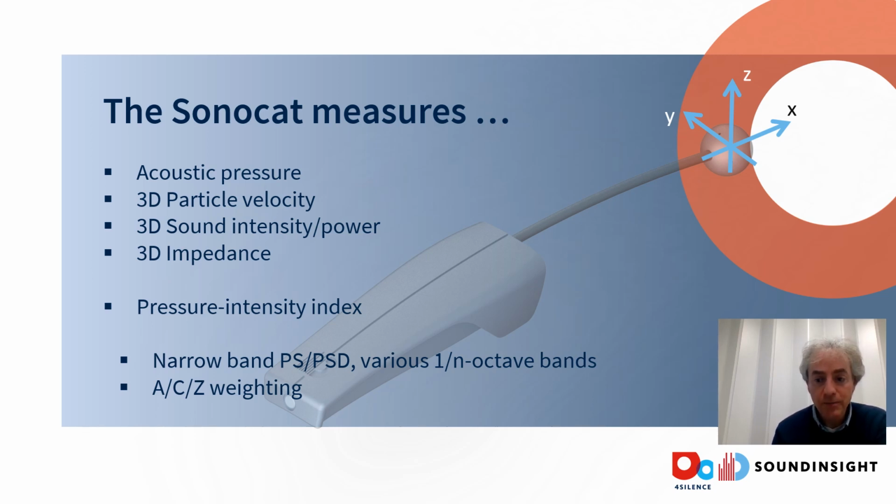In addition, we have the pressure intensity index, where the pressure intensity index is the difference between the sound pressure level and the sound intensity level, and that will give you an indication about how propagating the sound field is, or how reverberant the sound field is. All these measurements that we do are in narrowband, but you can also convert to octave bands, or 1/3 octave bands, or 1/6 or 1/12 octave bands, as you would like, and we can add the A, C, and Z weighting if we want to.